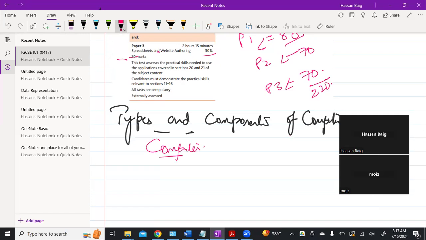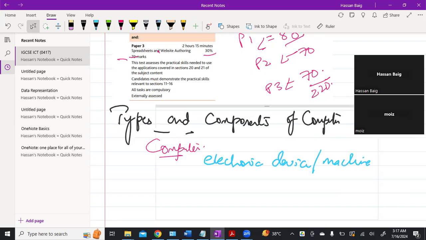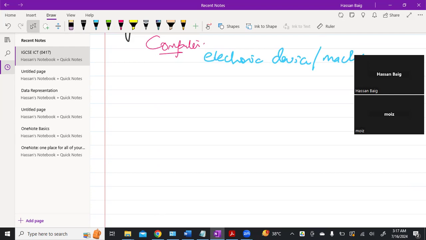There are many definitions circulating out there, but we need to understand in a more basic way. Computer is basically an electronic device or sometimes referred as a machine because we will be using multiple devices along with that. So computer is an electronic device or machine which takes input from user and gives output.